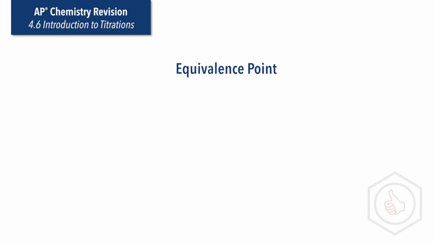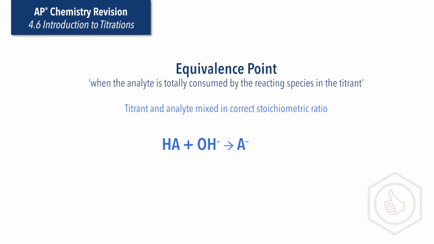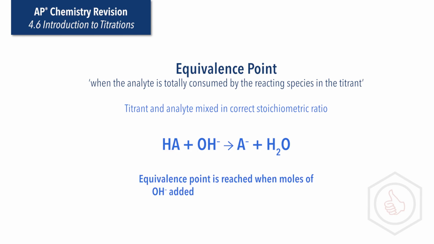The equivalence point in a titration occurs when the amount of titrant added exactly reacts with all of the analyte present at the start. The moles of titrant and analyte have been mixed in the correct stoichiometric ratio shown with the balanced reaction equation. For example, a simple 1-to-1 ratio for an acid-base reaction is HA plus OH minus goes to form A minus plus H2O.